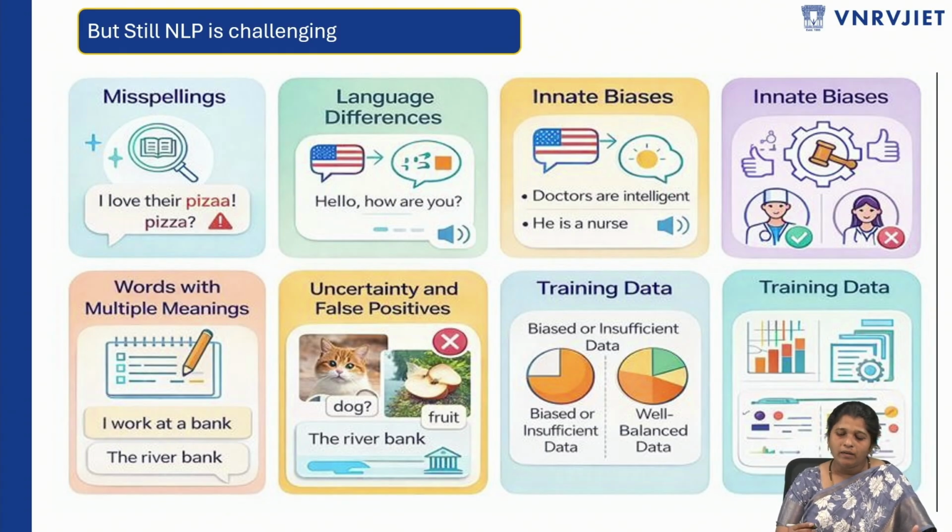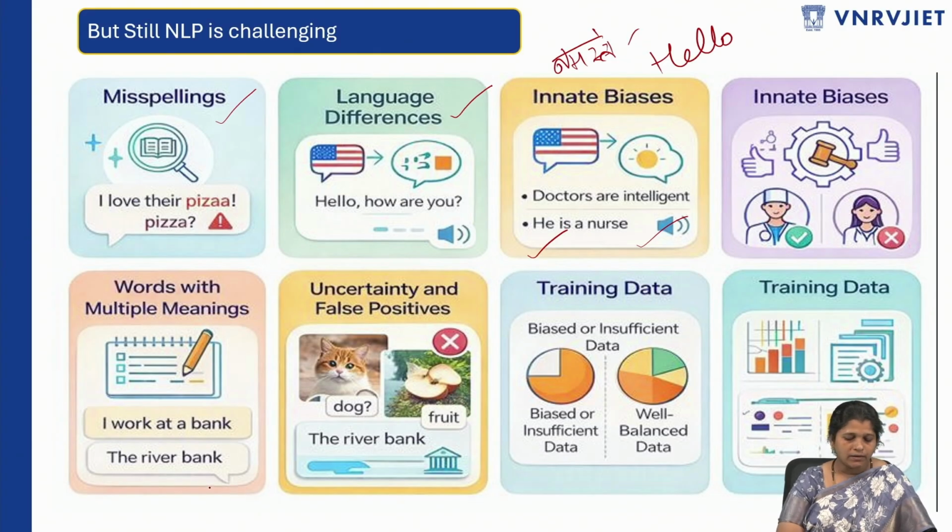Though there are so many applications of NLP, still NLP is challenging based on a few main parameters, called misspellings and language differences from one language to another. Maybe in Telugu I call it namaste, or in Hindi I write it like this, and in English I may write it in a different way, called hello. So you have the language differences, and you have the innate biases, maybe internal biases. Generally when we talk about nurses, people conclude it to be only female nurses, but there may also be a male nurse.